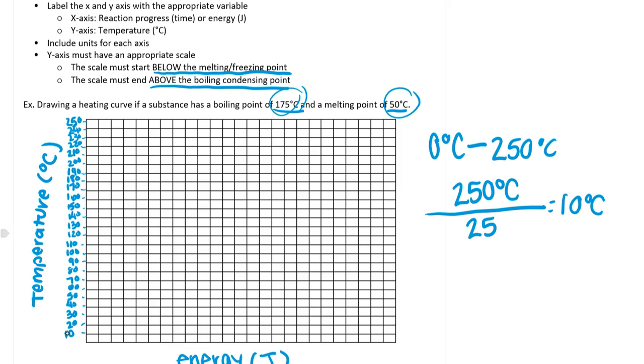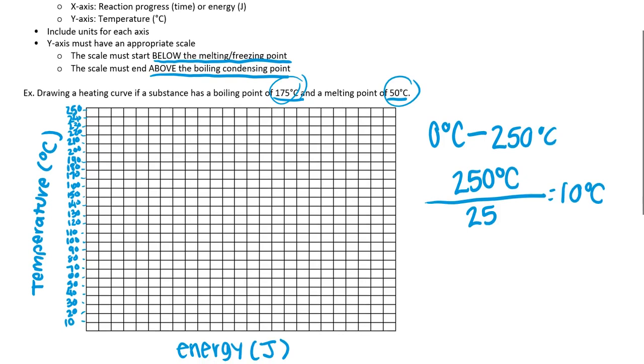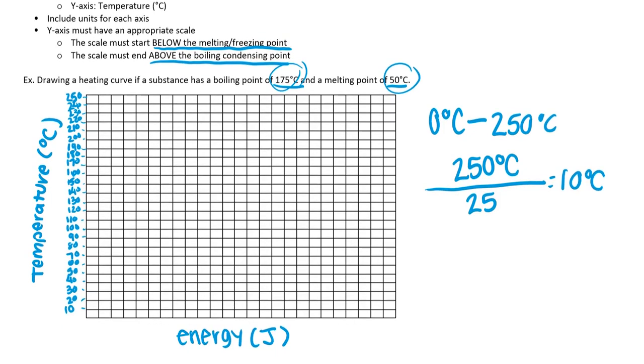It is consistently going up by 10 degrees Celsius, and I am going to use the entire piece of graph paper. We wouldn't want a scale so small that your whole curve fits in a very small portion of it. We want to use as much of the graph paper as possible. Alright, so once we have our graph drawn with our axes, our labels, our units, our scale, now we can go ahead and draw our heating curve.